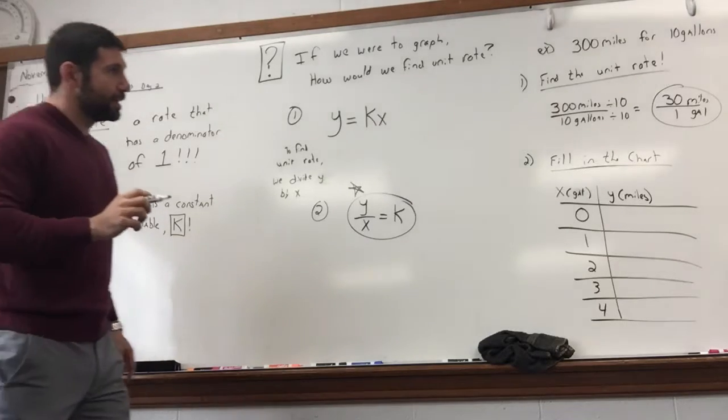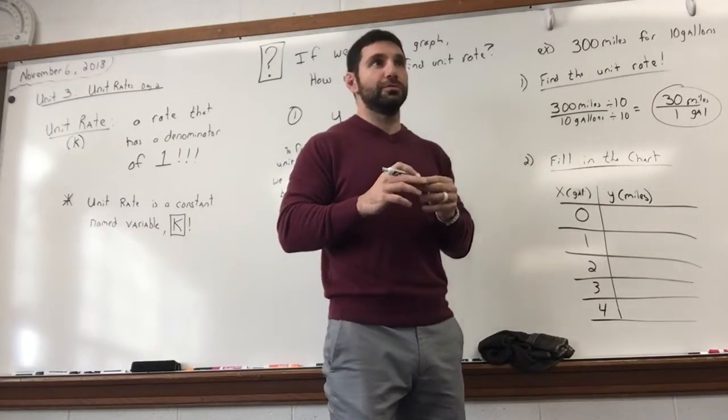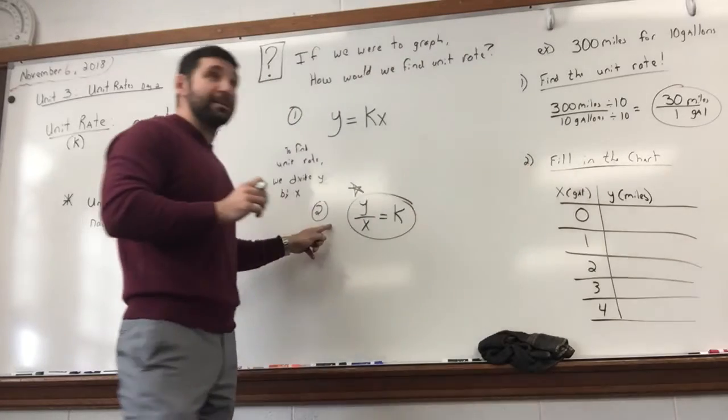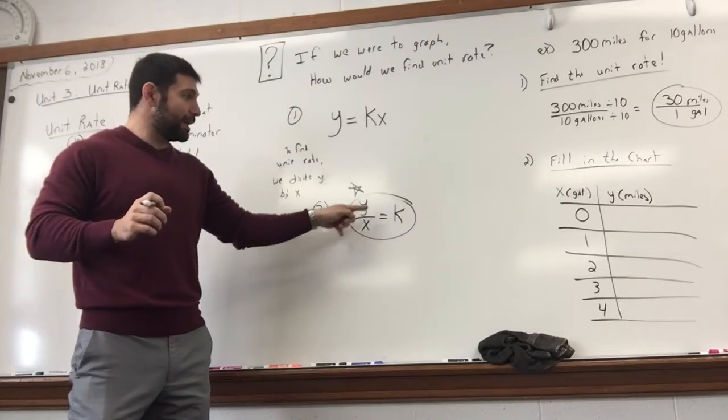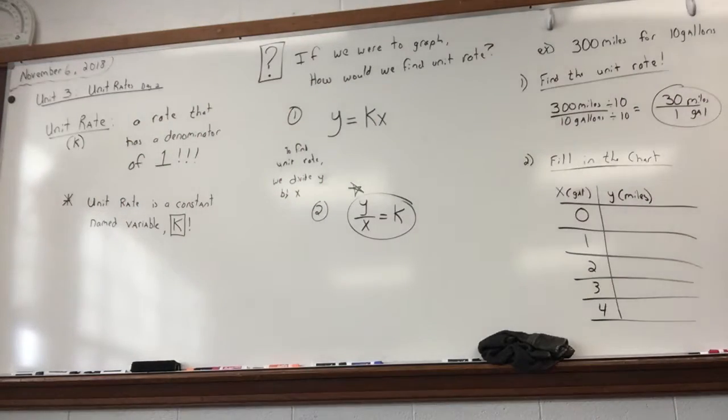Now we are using this 30 miles per 1 gallon. Here's my question to you. Based off of this, y divided by x equals k. Which is my y? Which is my x? Ms. King, which one's my y? Miles or gallons? Miles. The one in the numerator is my y value, which means the denominator is going to be my x value, right? Okay.